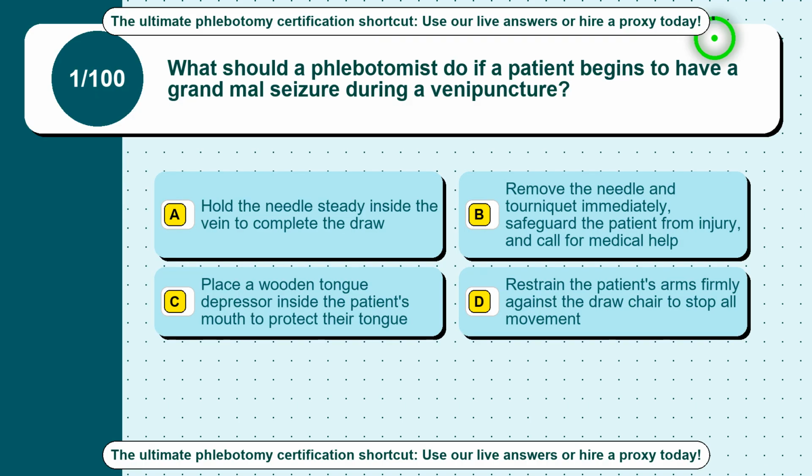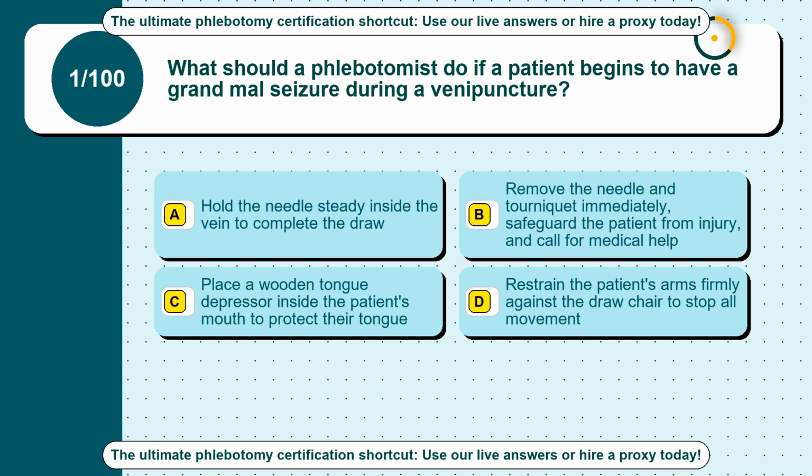Question 1. What should a phlebotomist do if a patient begins to have a grand mal seizure during a venipuncture? Option A. Hold the needle steady inside the vein to complete the draw. Option B. Remove the needle and tourniquet immediately, safeguard the patient from injury, and call for medical help.